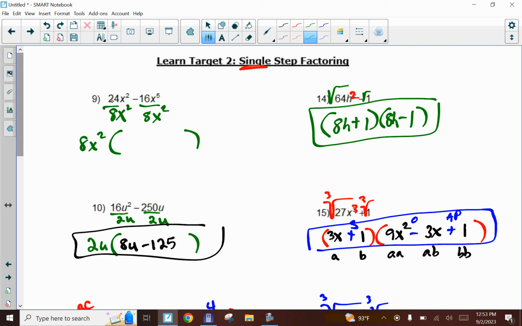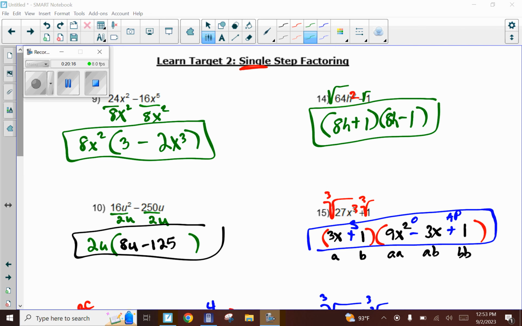And then I'm going to have 24 divided by 8 is 3. The x squareds go away. And then minus 16 divided by 8 is 2. If I take off 2 of those x's, that's going to leave me with 3 x's. And then that's our answer. So that's our single step factoring section. And there's not going to be that many on the test. There's only going to be 5 on that section.